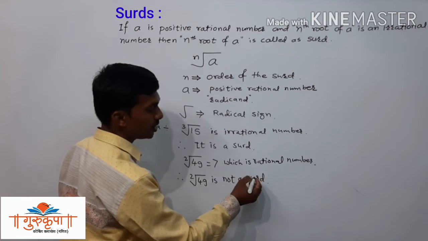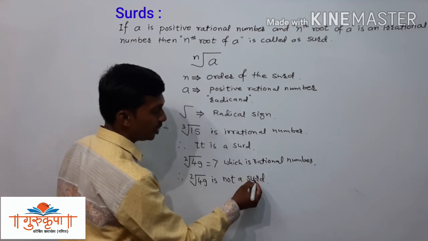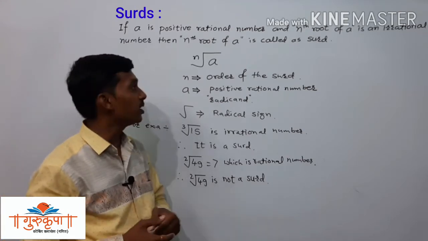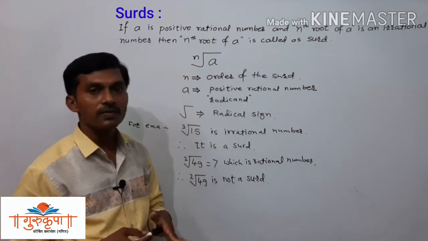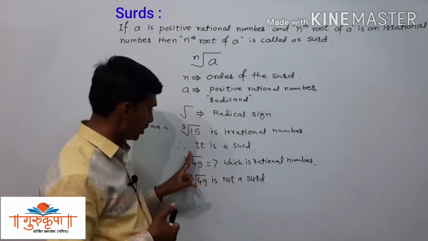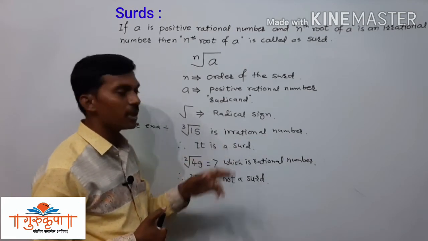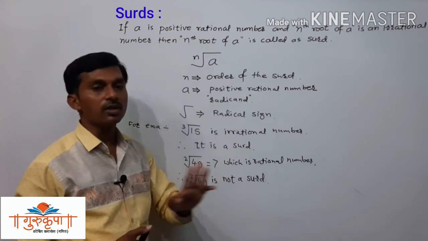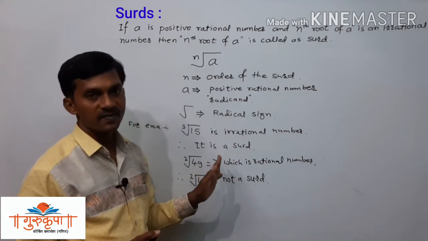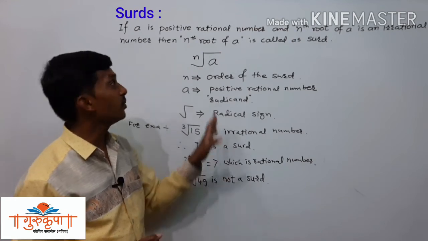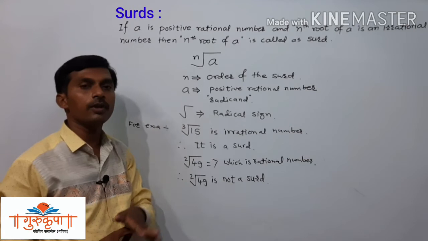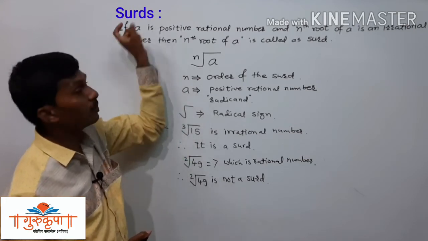It is called a surd if and only if the given number is irrational. If it is rational, then it is not a surd. It is very simple. The first time we are studying this part, it is very important in this lesson. That is the important fact.